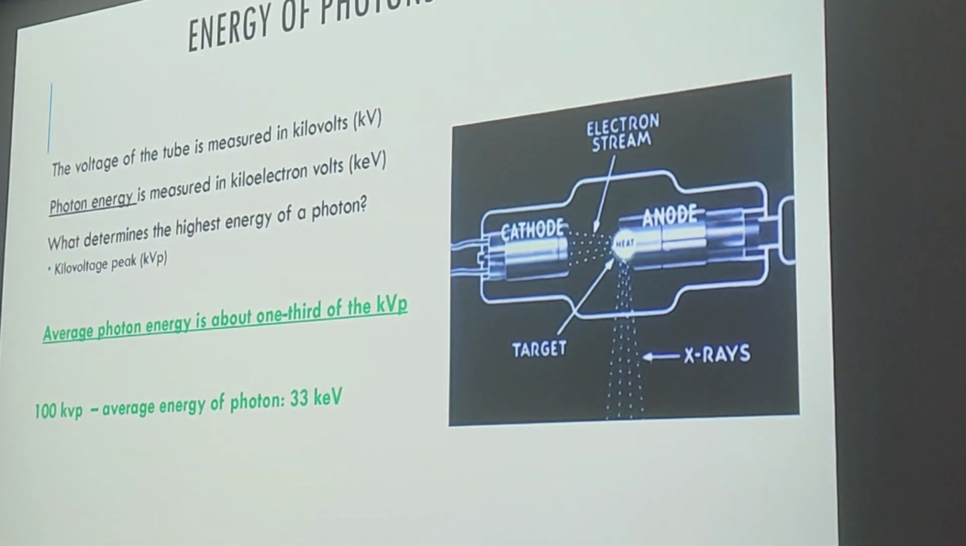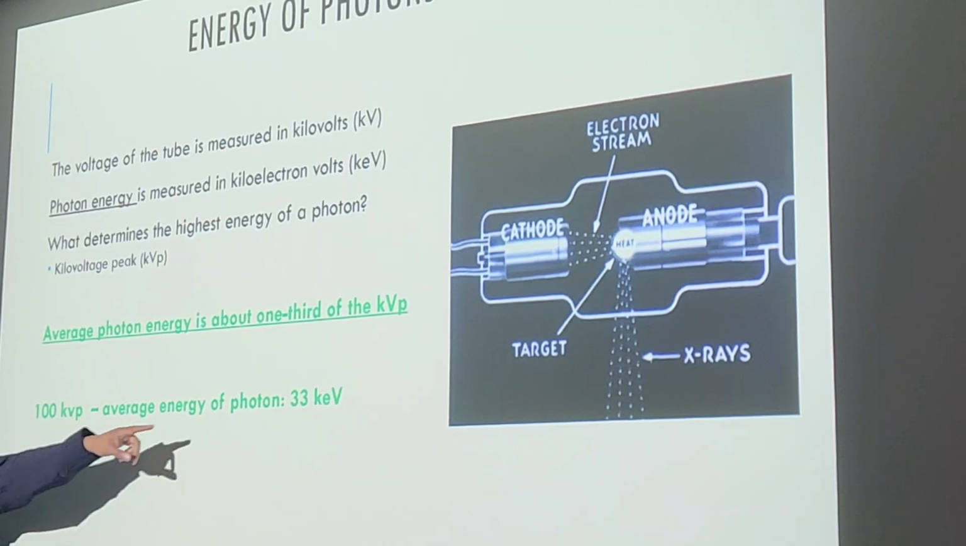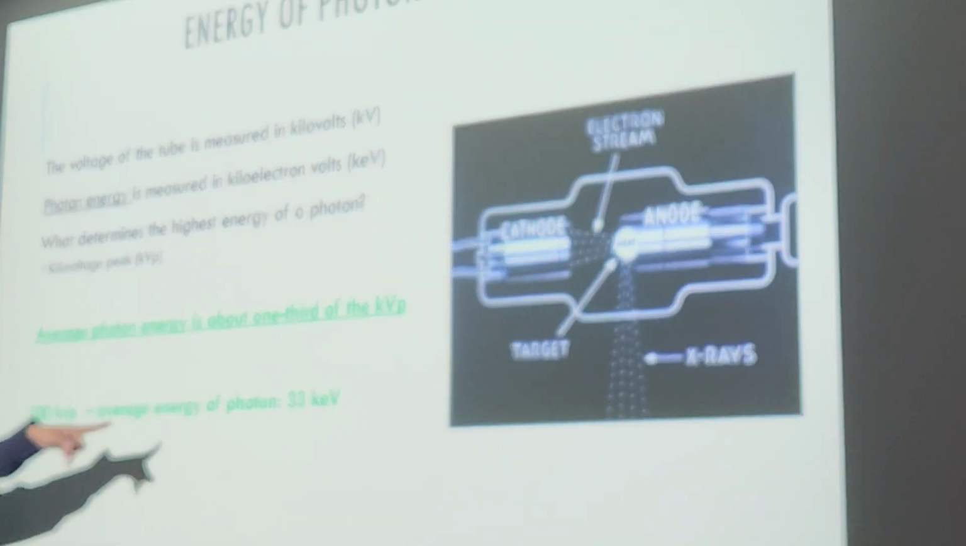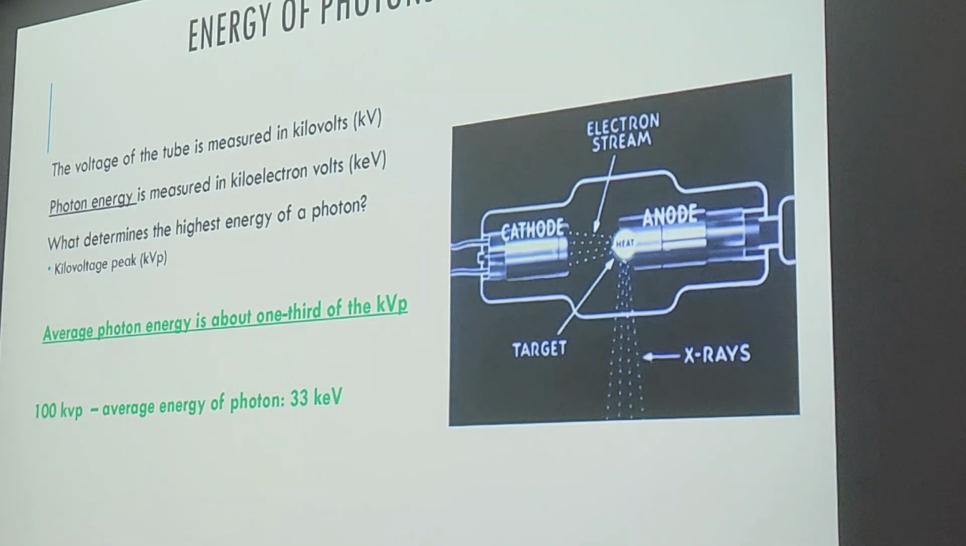But if you want to find the average energy of the photon, we know the highest energy will be what we set. How about if you want to find the average energy? It's a third of it. So for example, if I set 100 kVp, my highest energy will be 100, but the average energy will be 33. So basically 100 divided by 3.